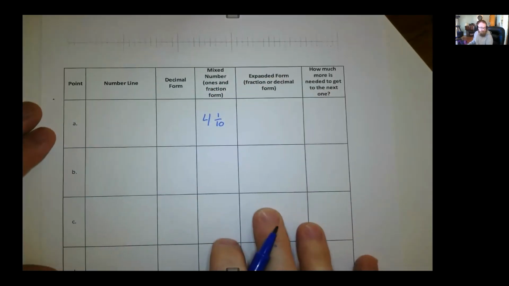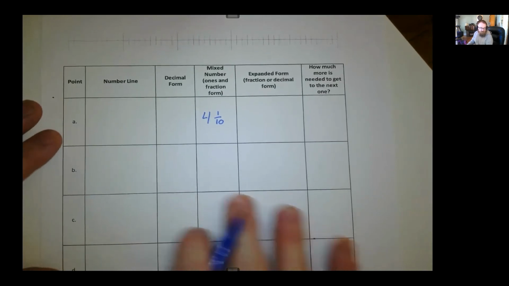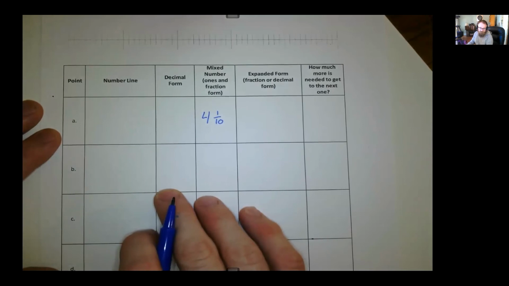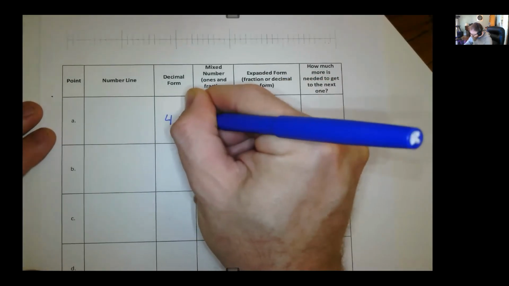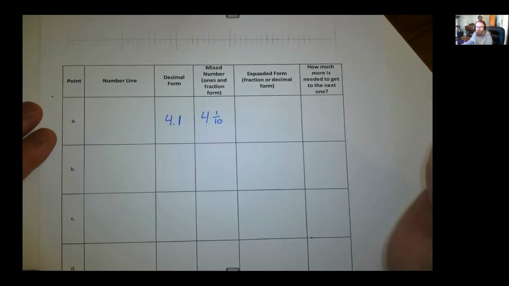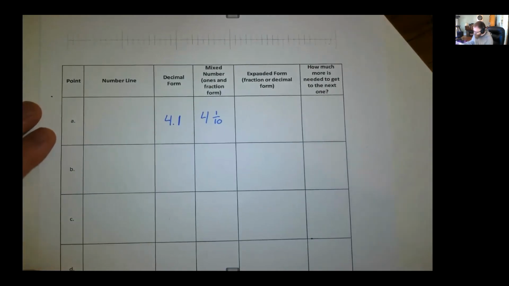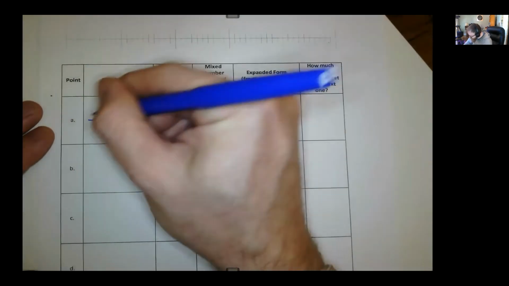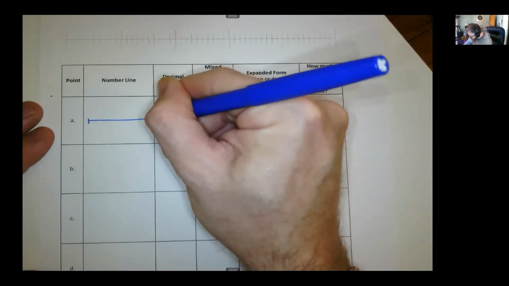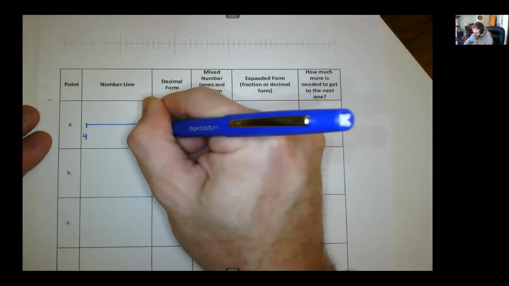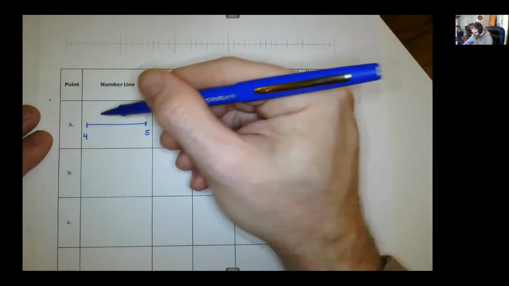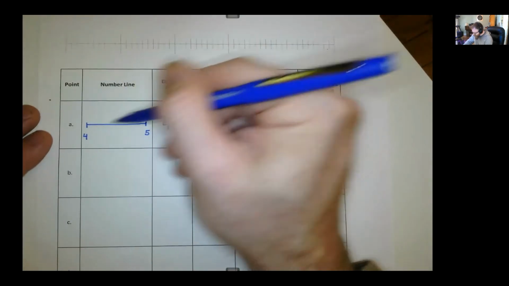Fill in your paper so that it looks just like mine. We're going to show this value in 3 other different ways. In decimal form, 4 and 1/10 is said the same way. It's written as 4.1, 4 and 1/10. On a number line, we know that 4 and 1/10 falls in between 4 and 5. So on our number line, we're going to mark 4 and 5 at our ends, and we're going to use 9 lines to separate this number line into tenths.